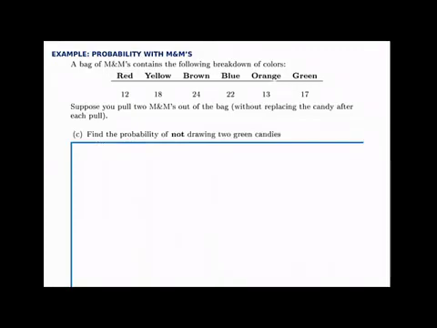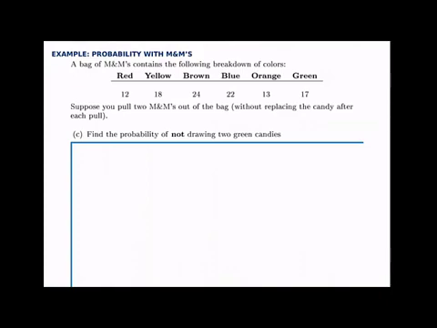For the next part, we want the probability of not drawing 2 green candies. Now, if you try to do this directly, you'll find yourself getting lost very quickly because the number of ways you could draw not 2 green candies quickly gets out of hand. You could draw a red then a yellow, or a brown then an orange, or 2 browns, or a yellow and a green, and there are just too many possibilities to keep track of.